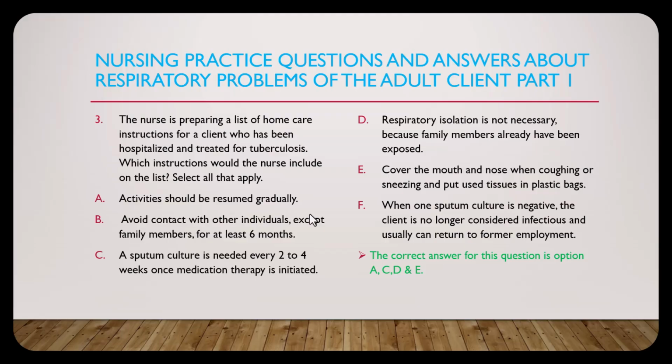Now for this question, the correct answer is option A, activities should be resumed gradually. Option C, a sputum culture is needed every 2 to 4 weeks once medication therapy is initiated. Option D, respiratory isolation is not necessary because family members already have been exposed. And finally, option E, cover the mouth and nose when coughing or sneezing and put used tissues in a plastic bag. Now let's move to the rationale.